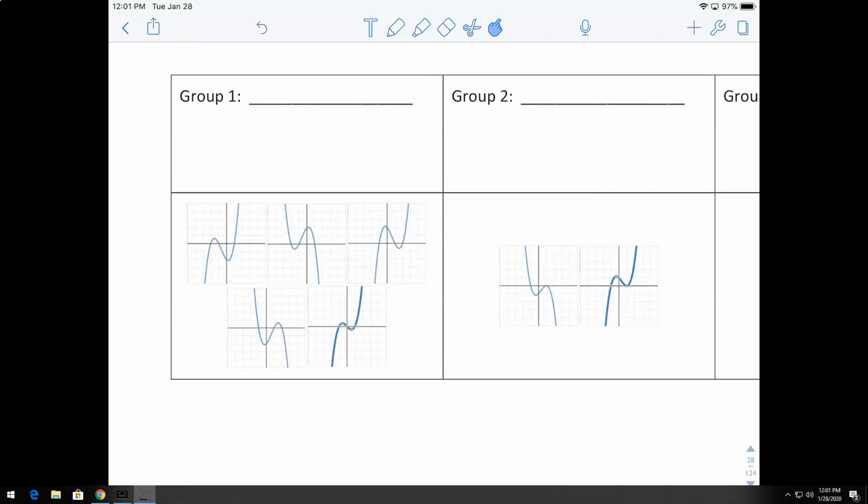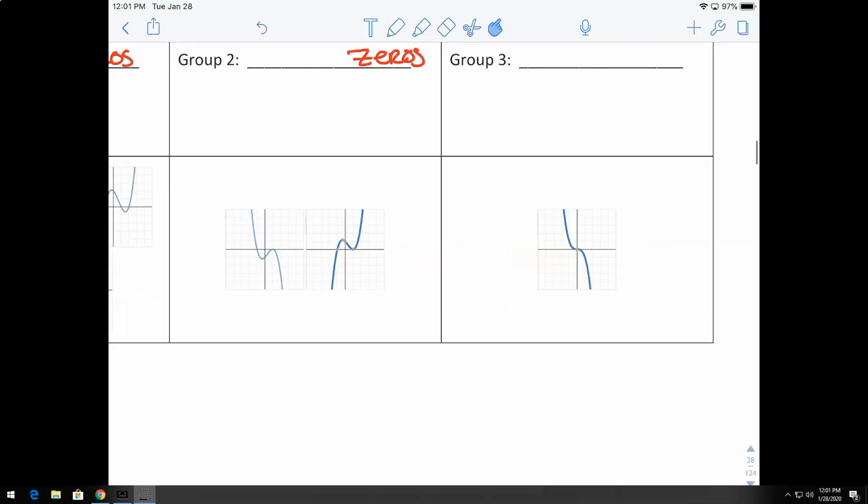Then I need you to find how many zeros these ones have, how many zeros these ones have, how many zeros these ones have.